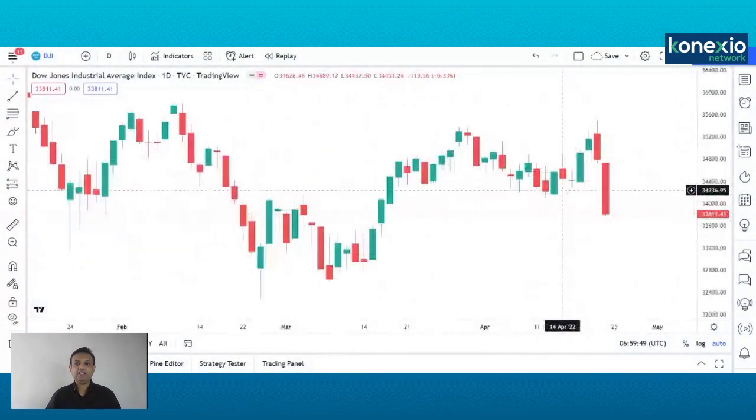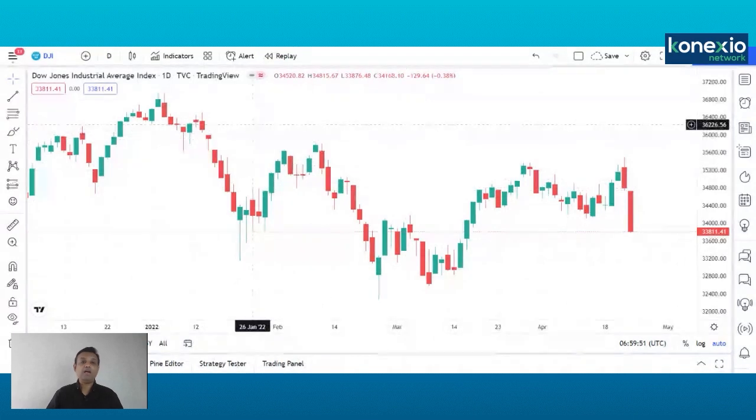Now, one more thing I would like to just mention over here. On Friday, Dow Jones has also ended on a negative note. It has almost corrected more than 900 points. Let me just show you the chart of Dow Jones. Now, why I'm showing Dow Jones chart? Because this was the Friday's candle. This big candle was a Friday's candle.